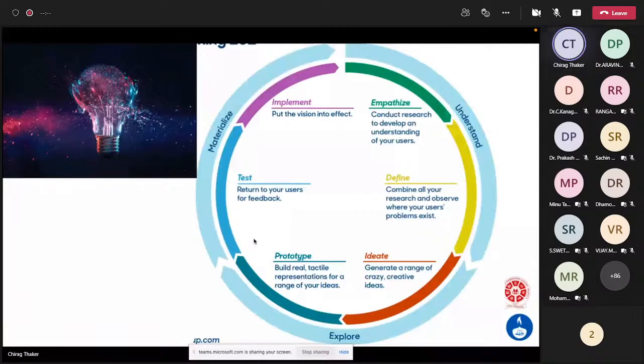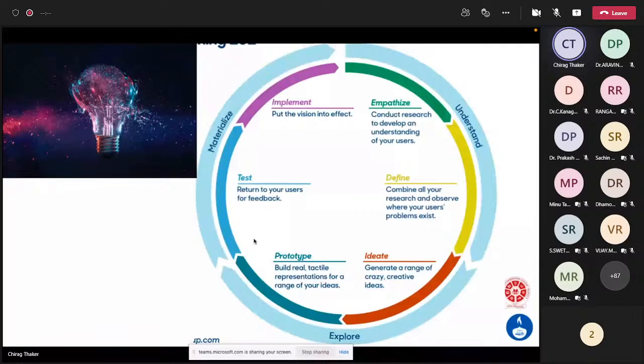Then the ideation phase. The ideation phase says generate a range of crazy creative ideas. Try to assemble all possible ideas. Are they crazy ones, non-crazy ones? Just try to assemble them, put them together. Encourage your team members to come up with the wildest ideas and imaginations in the ideation phase. And once ideation is over, you will go with prototype. Build a real tactile representation for a range of the ideas.